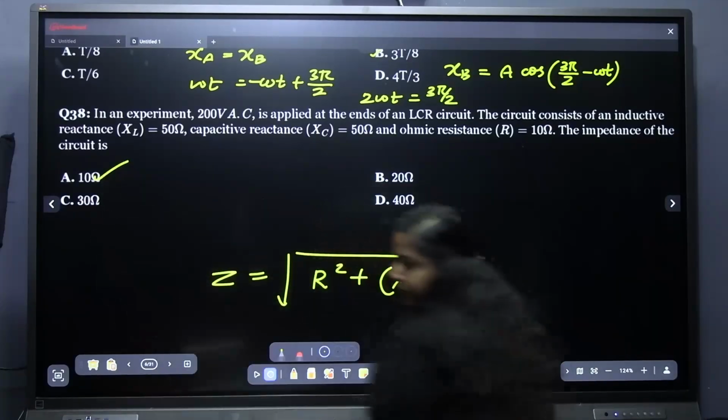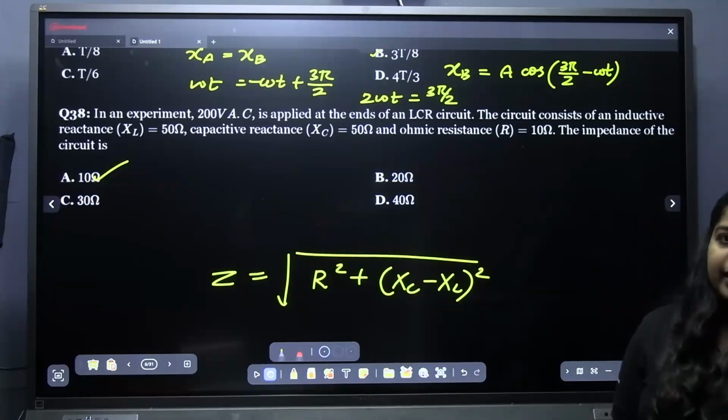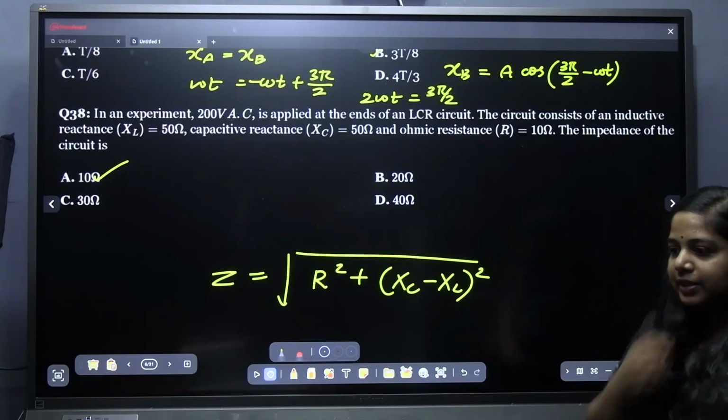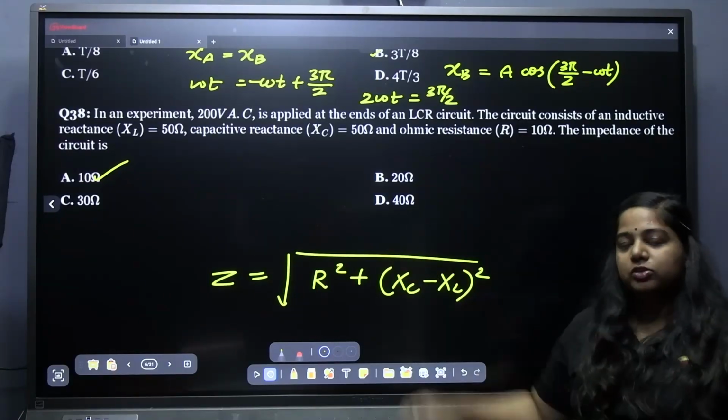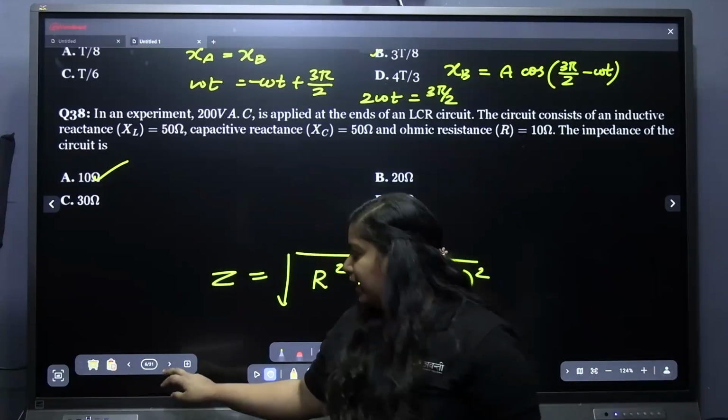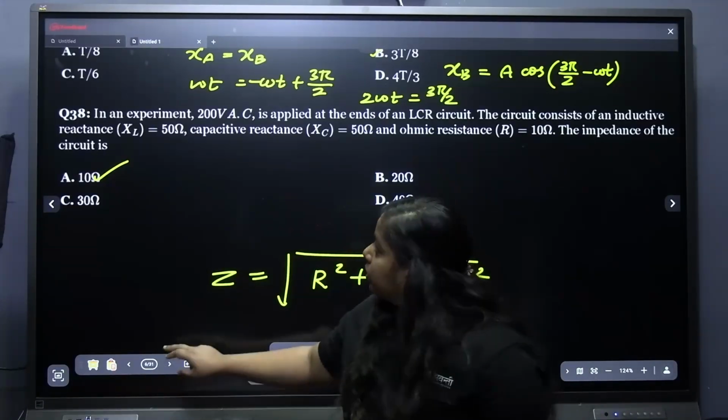Correct. A. Very good. A is the answer. Is that clear for all? See, such easy questions are there. So instead of focusing on hard questions, try to solve maximum easy and medium questions. Okay. We will go to the next question now.